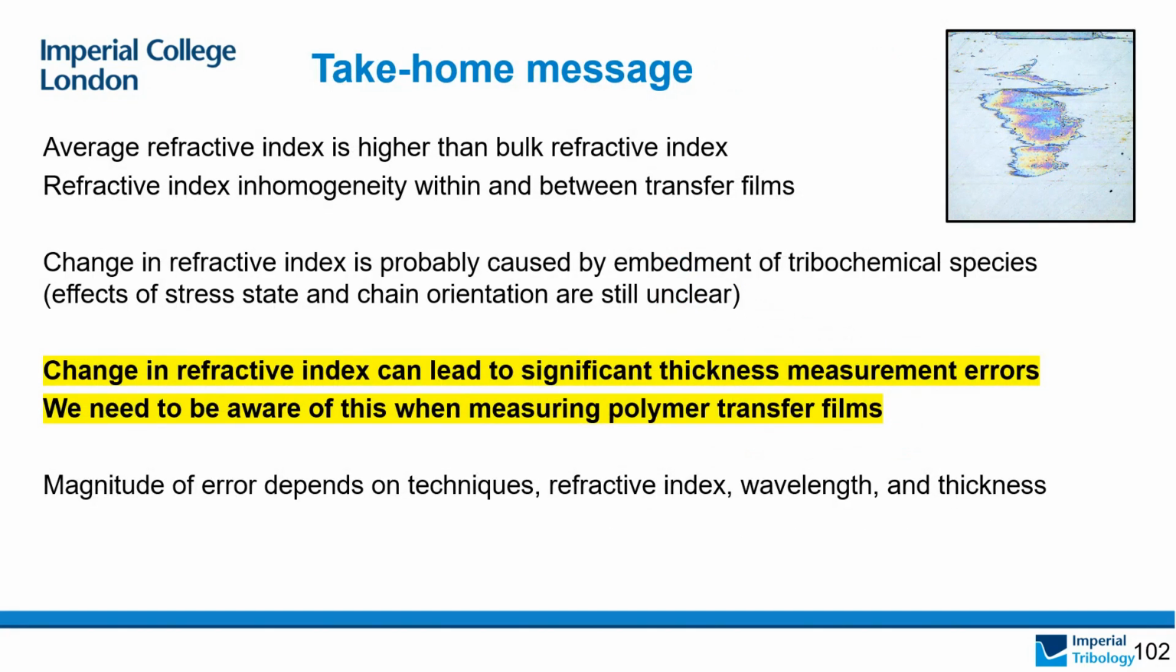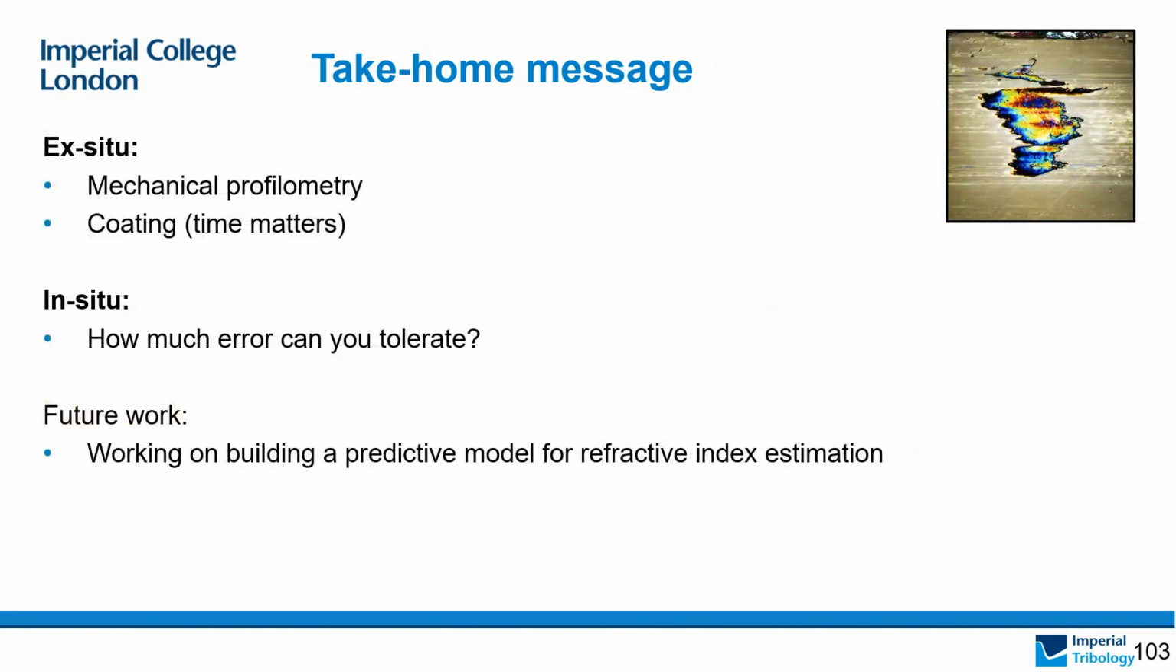And to sum up, we have seen a significant change in refractive index for PTFE transfer films. And this change can lead to a significant thickness error if we assume a constant refractive index for all transfer films. So for post-test or ex situ measurement, we can still prevent the error by coating the films or using mechanical profilometry like AFM instead of using optical techniques.